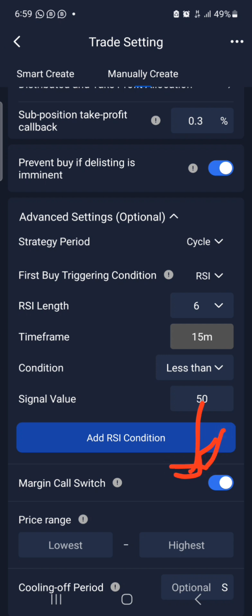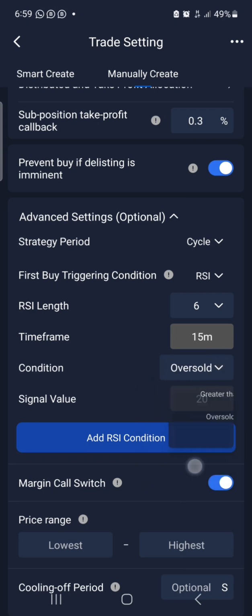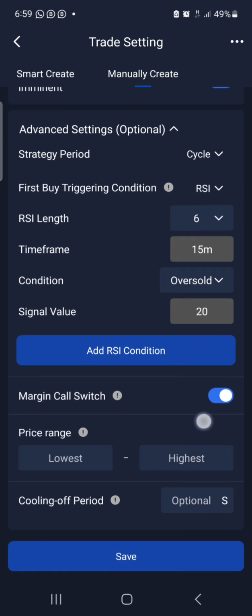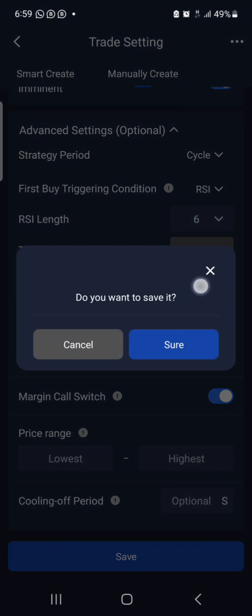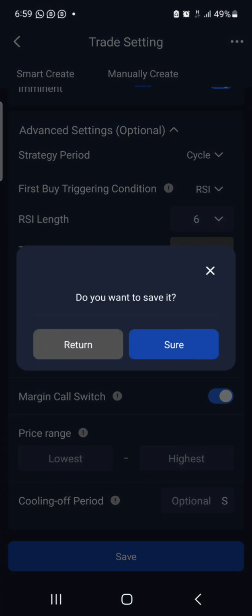49, 30, whether the RSI is at 19, it will buy because it's less than 50. Buy at oversold, not greater than, at oversold, and at a 20. Then I'll say add RSI condition here, but this coin I'm not adding that condition. Add the RSI condition and then save here, save there, and then you're good to go.